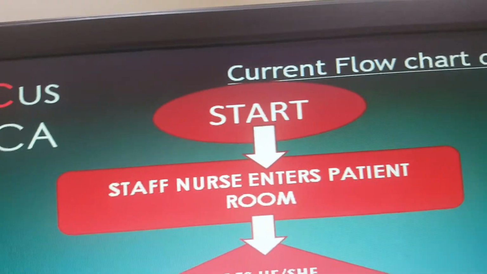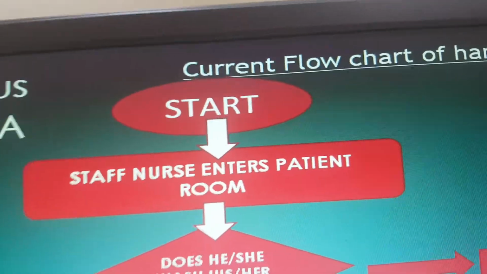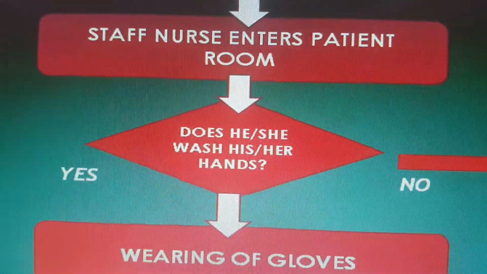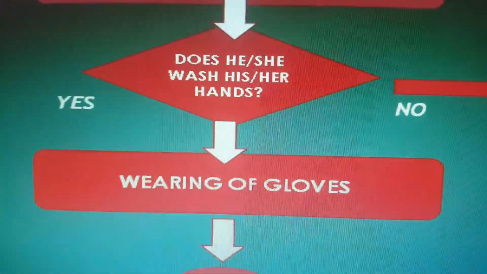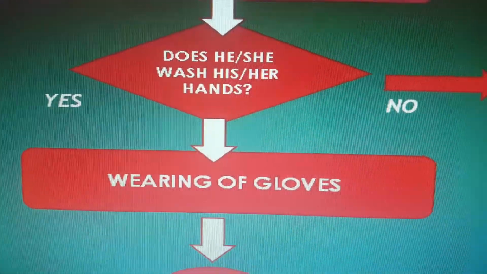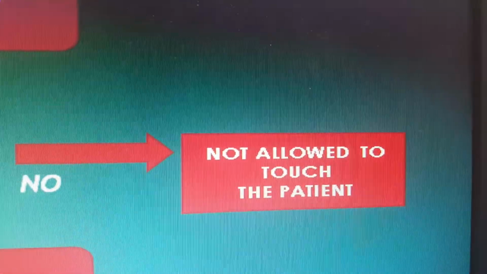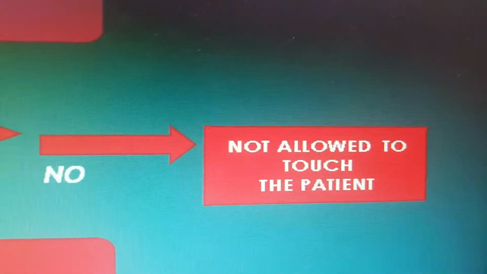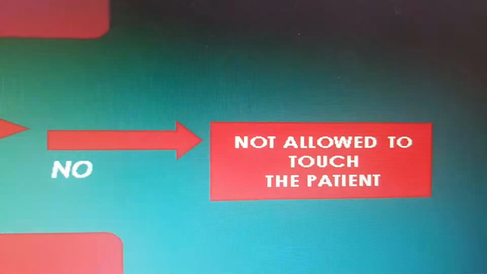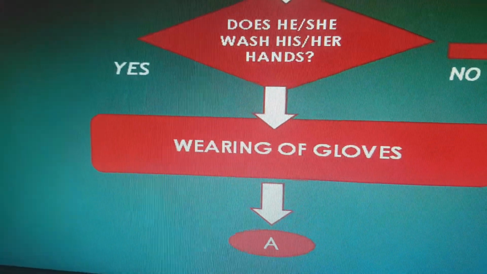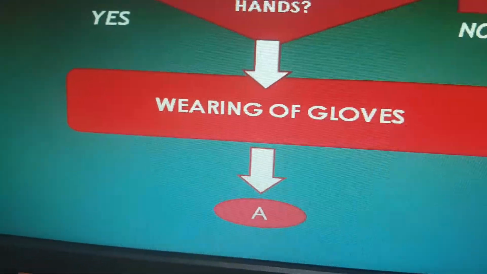So you have to understand the current flowchart. In the current flowchart, the staff nurse enters the patient room. He or she washes his hands. Maybe they will wash, then wear gloves. Supposedly, they are not allowed to touch the patient if they have not washed their hands. After washing hands, they wear the gloves.